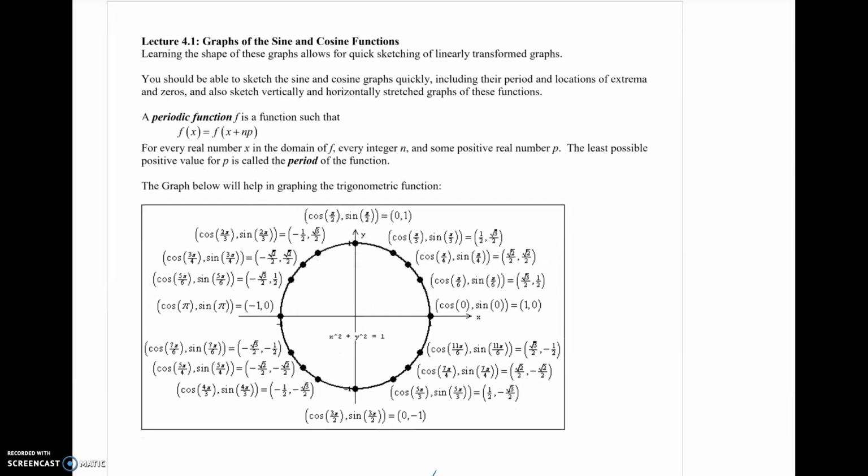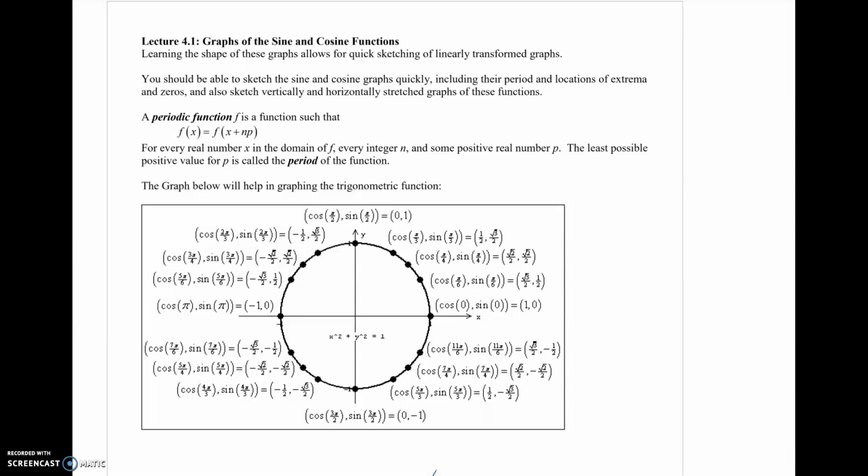Alright guys, so now we are going to work on lecture 4.1, graph of sine and cosine. Learning the shape of these graphs allows for quick sketching of linearly transformed graphs. And you should be able to sketch sine and cosine and everything around that, including the period, the location of extrema, the zeros, etc.